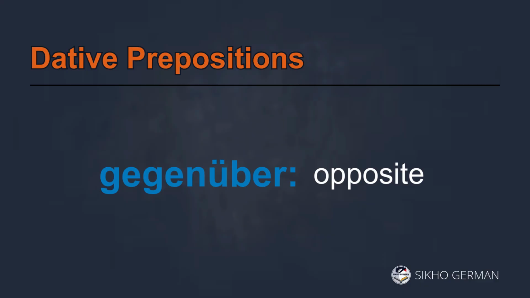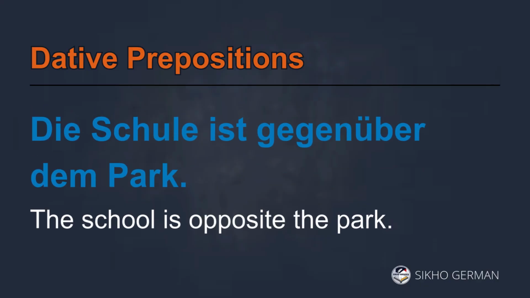Now, gegenüber, opposite or across from. Die Schule ist gegenüber dem Park. The school is opposite the park. Der Park becomes dem Park, dative masculine, after gegenüber. This preposition describes location when something is across from or opposite something else.